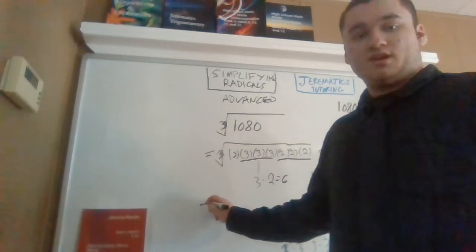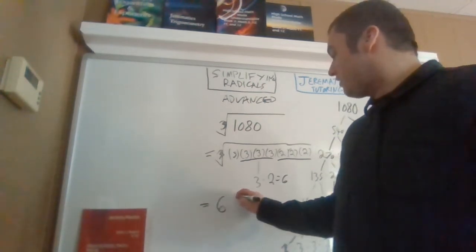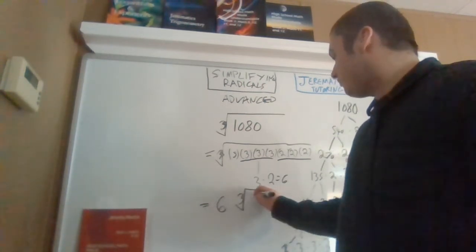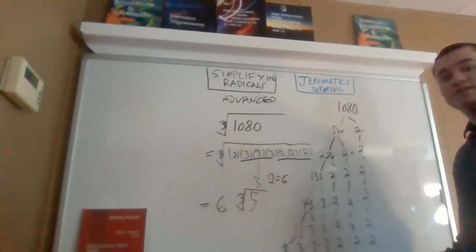And what we do with the 6 is we put it in front of the radical. So we get 6 cube root 5. And that's how you do that.